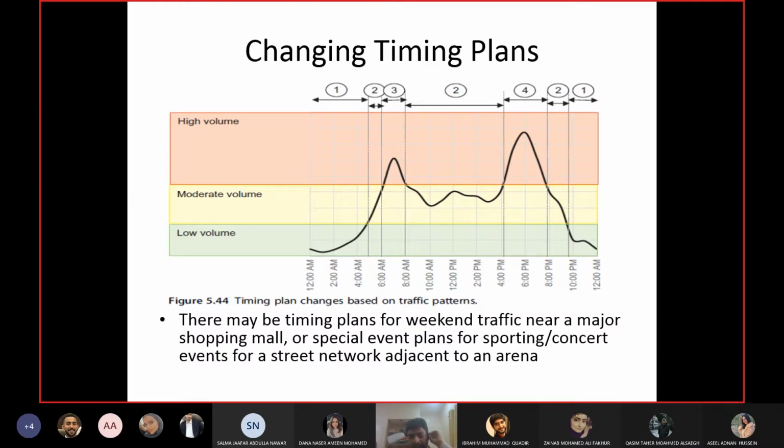So within high volume conditions you have two plans. Maybe for different directions, or it can be seen here that even in high volume conditions, this one is slightly higher and this one is highest. So in the high volume range they have two plans. So you can see the timings here.